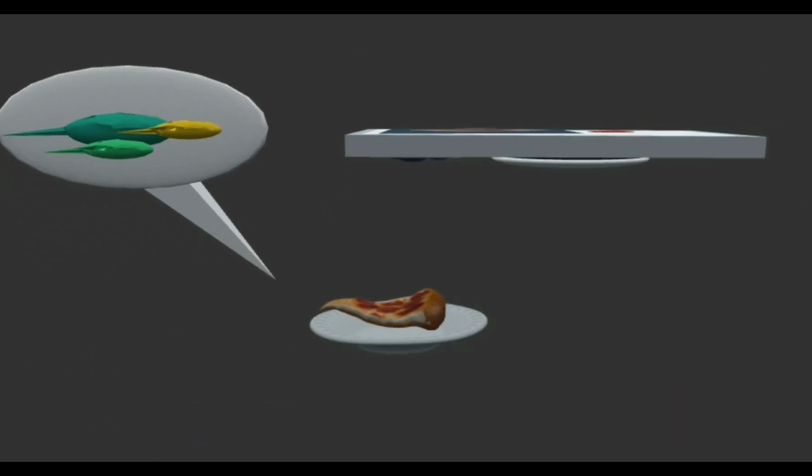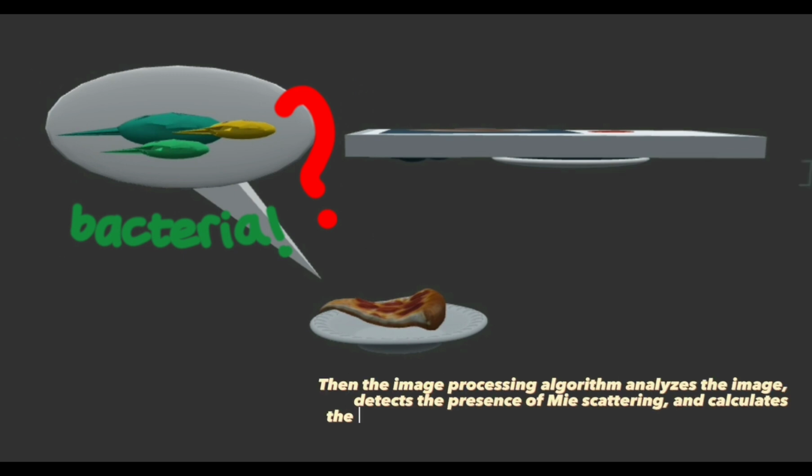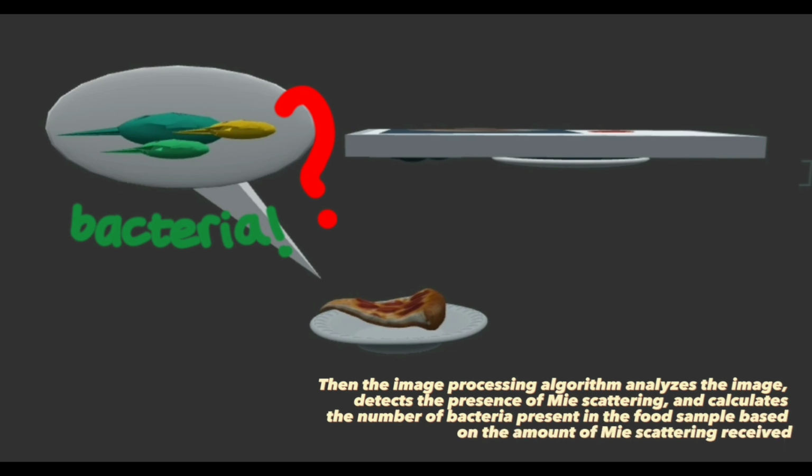The smartphone camera captures the image of the food sample illuminated by the NIR wave. Then, the image processing algorithm analyzes the image, detects the presence of the mist scattering, and calculates the number of bacteria present in the food sample based on the amount of mist scattering received.